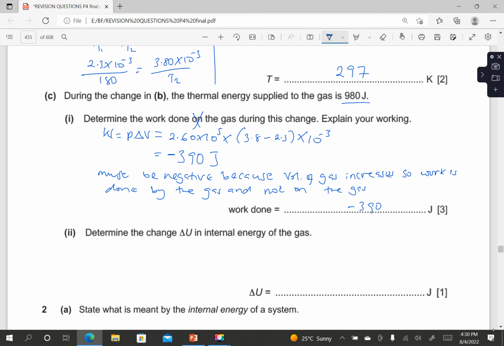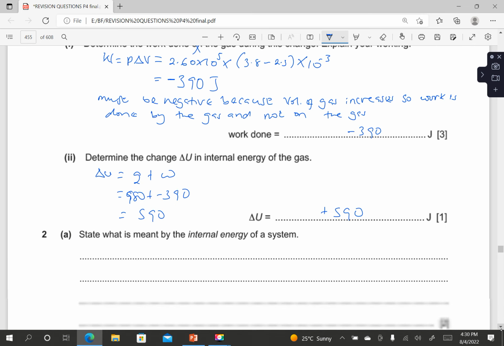Then determine the change in internal energy. Of course, change in internal energy is equal to the amount of heat supplied plus work done. They said 980 joules is transferred, so this is positive 980. And the work done is negative because the gas expands, so plus negative 390. This gives you 590. Because it is positive, that is an increase in internal energy.